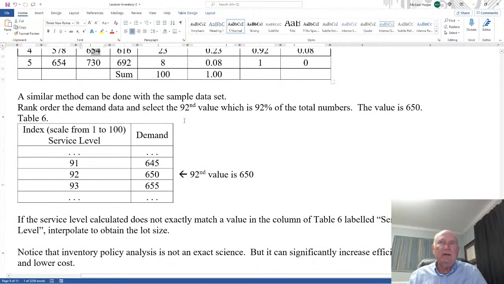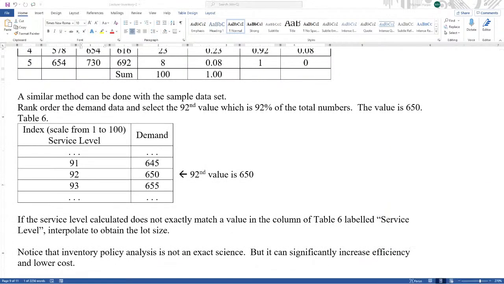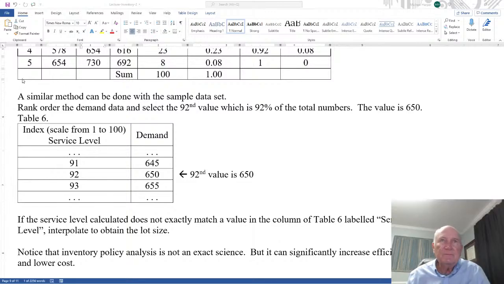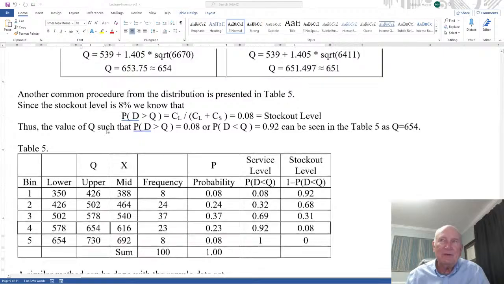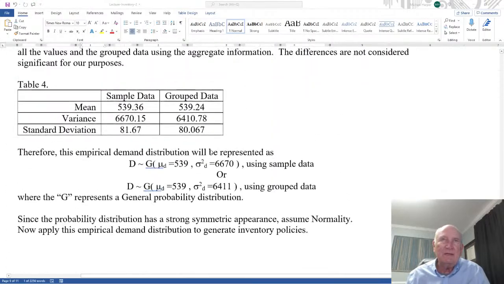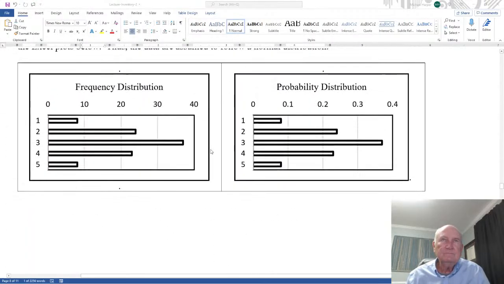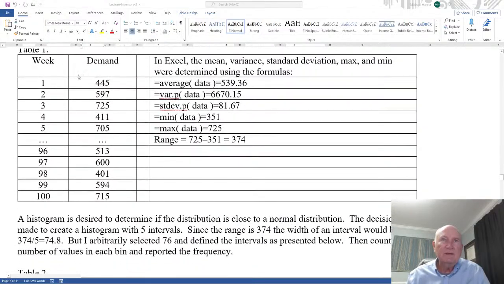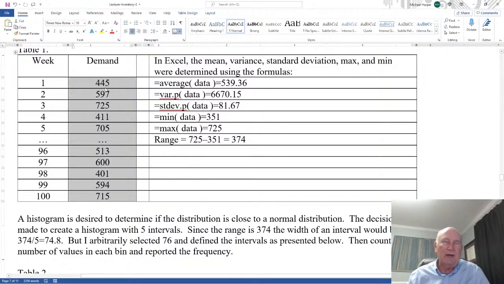A similar method can be done with the sample data. Rank order the demand data and select the 92nd value, which is the 92% of the total numbers. In other words, I took this data set up here. Let's come up here to the very beginning. Here's my data. I took all my data set here. I just sorted them. I rank ordered them from 1 to 100.